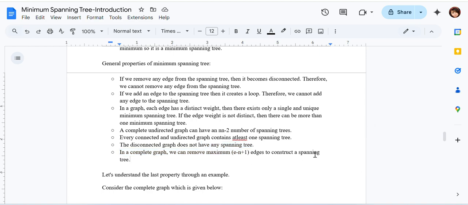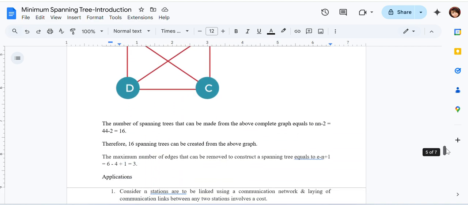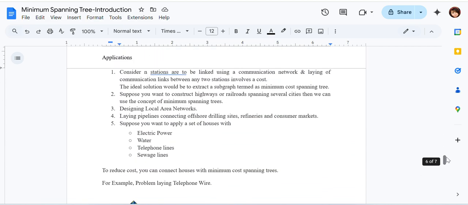Now we'll understand how this is applied in practice. Just think about connecting a communication network where we have n stations, and we lay out communication links between two stations, which involves a cost: the cost of resources, the wiring, the budget, the manpower, all these things. So we have to come up with an ideal solution which would extract a subgraph, and that is nothing but the minimum cost spanning tree.